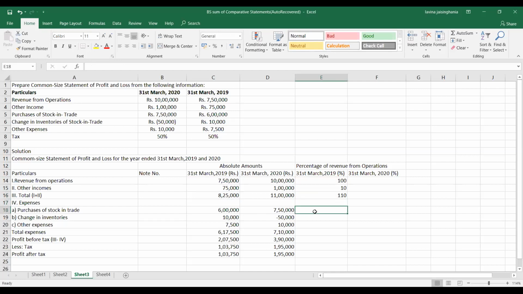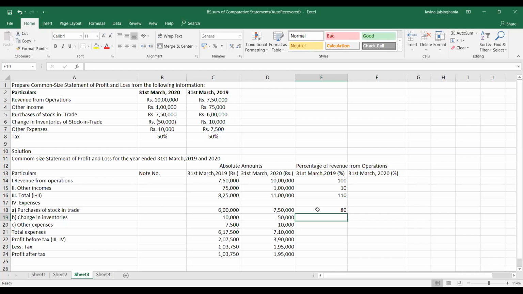Same working is to be done for expenses like purchase in stock in trade is 6 lakh. If 7,50,000 is 100%, 6 lakh is how much? So 6 lakhs into 100 divided by 7,50,000. Okay, so you'll get your answer as 80%.